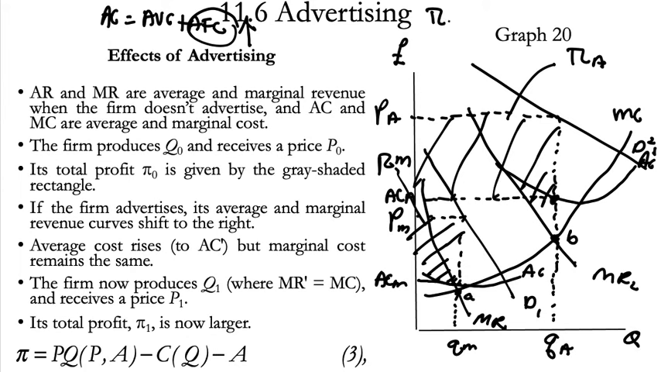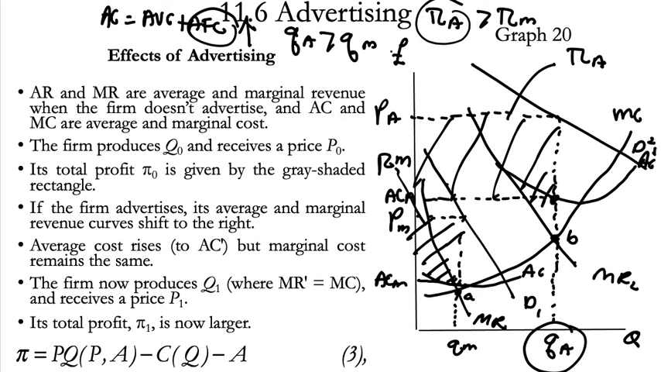You can see that PA is greater than PM, isn't it? So that's why firms do advertisement. In terms of mathematics, profits for advertisement look like this. You can see that after advertisement, not only does profit increase, but the quantity produced and sold increases. So QA is greater than QM.